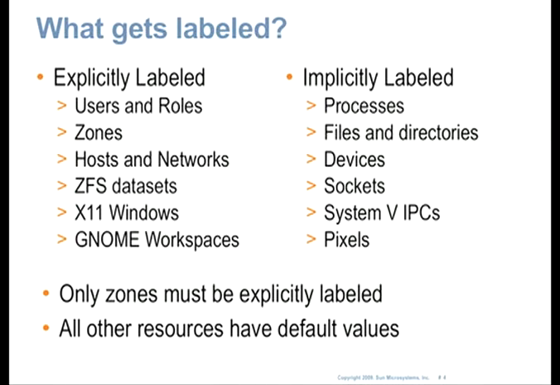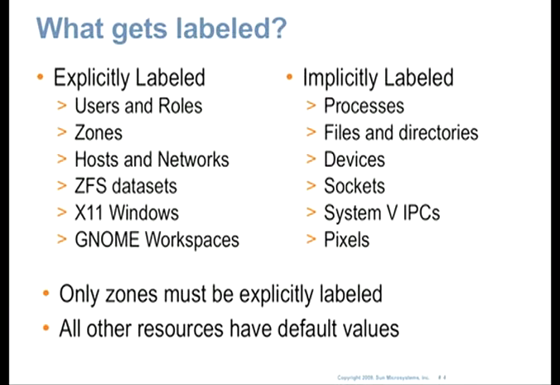GNOME workspaces, as you've seen, are also labeled. And from that, we derive implicit labels. So processes are labeled in the sense that you can query the system and it will return the label of every process. But we don't actually have a label structure in the kernel associated with processes. We derive it from the zone. So the kernel knows what zone is associated with every process, and the kernel also knows what label is associated with every zone, so indirectly every process is labeled.